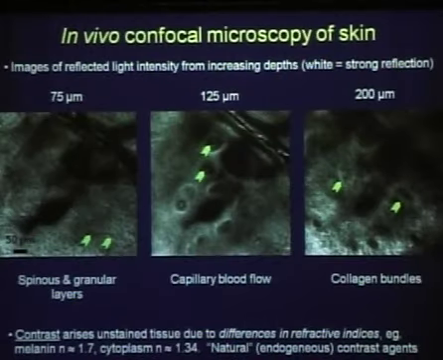And basically our contrast in these images is provided by discontinuities in the refractive index. Here we can see the tips of capillary loops, and you can actually watch red blood cells flow through these capillaries because you can do this imaging at video rate. And then we can just get down into the stroma and see collagen fiber bundles in the stroma.